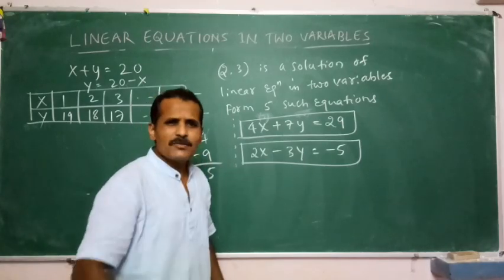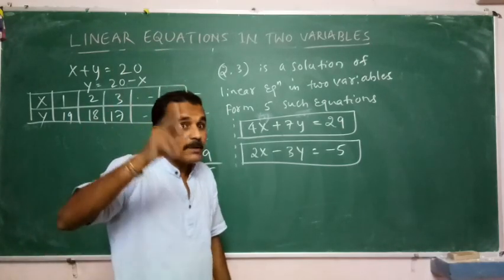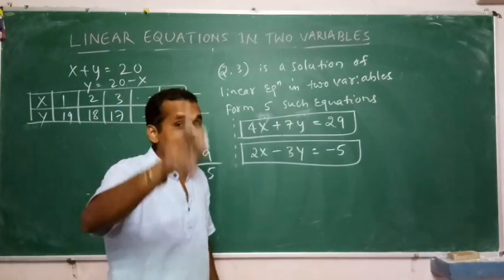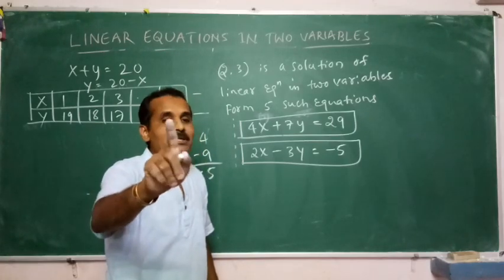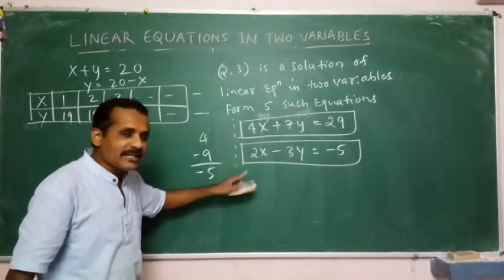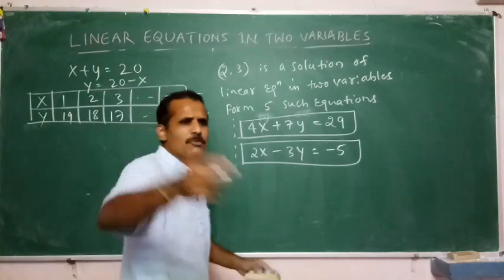Now you can pause the video. You write whatever you like, but only the LHS. RHS you can't write randomly. You have to substitute the value, check it, then write. I'll do some more practice for you.